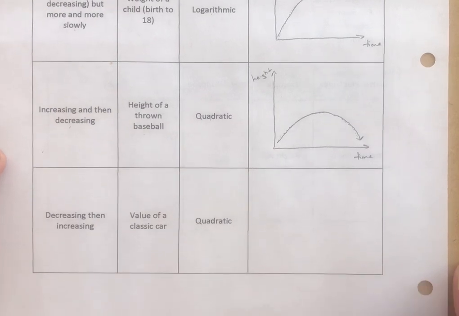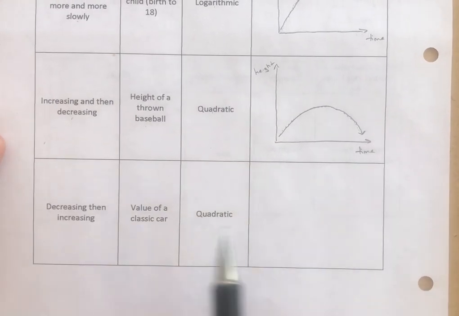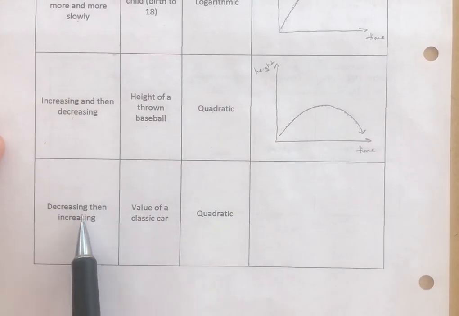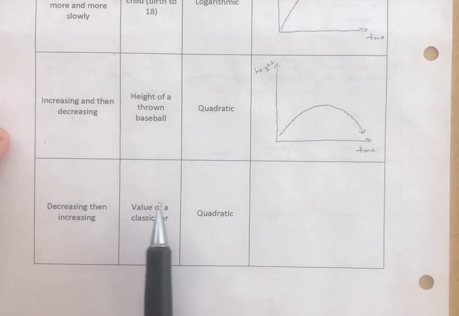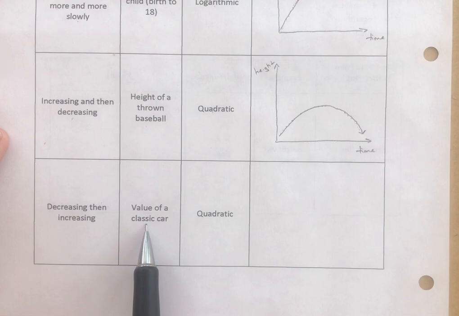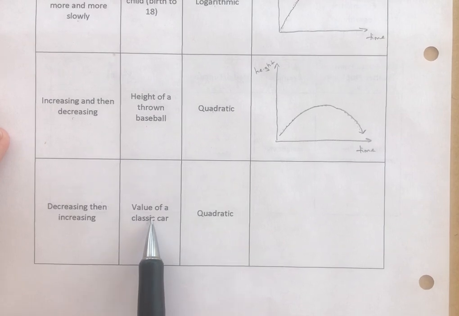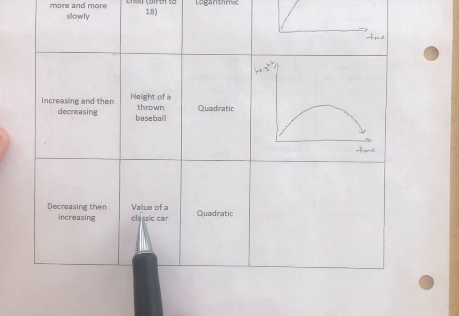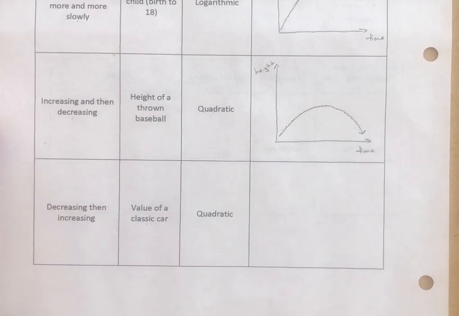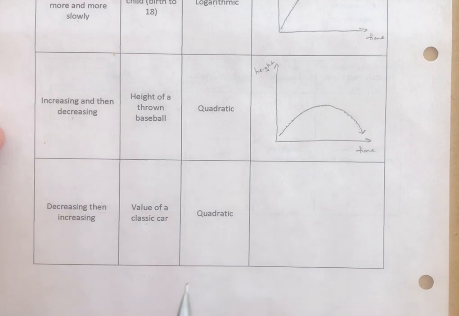However, you could also have the opposite situation where you are decreasing and then increasing. That's also a quadratic. And my example here is the value of a classic car. Cars, of course, start off being expensive, and then their value decreases. But if it's a classic car, the value will hit a bottom, and then it'll begin to increase as people seek it out. Perhaps it's a rare car.